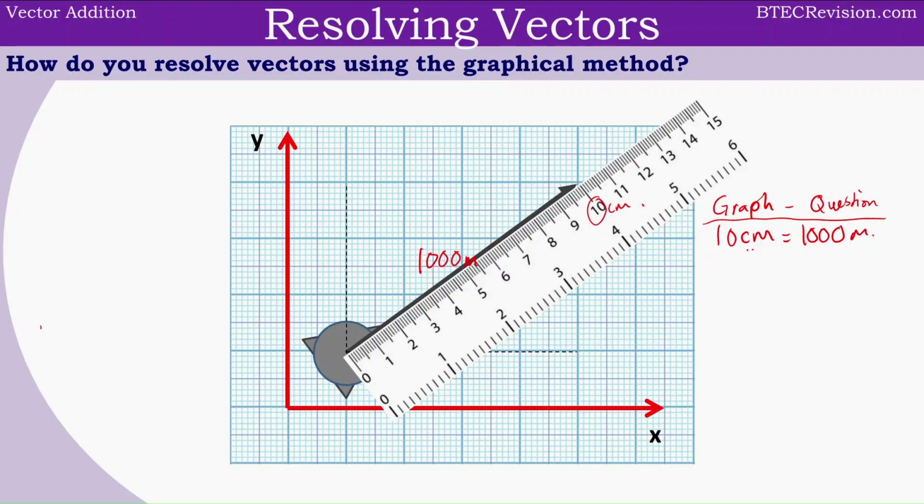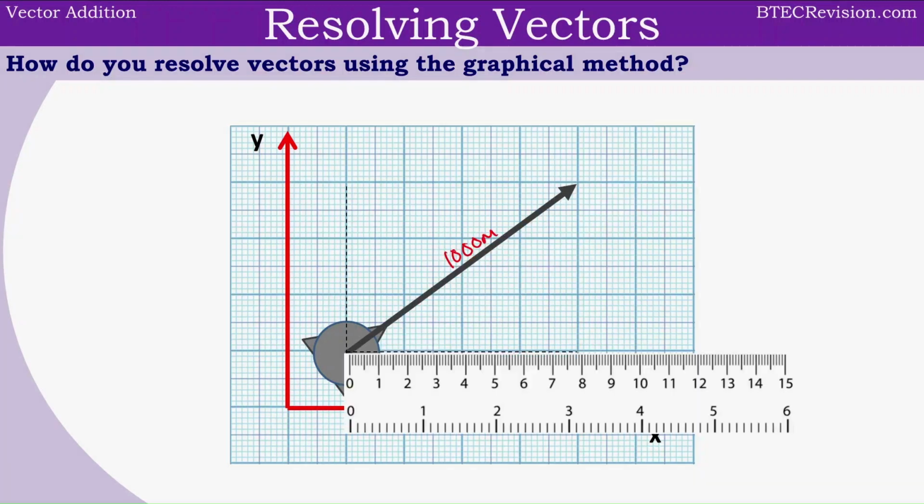So first, we can divide both sides by 10, and we can get a value for 1 centimeter. So 1 centimeter is equal to 100 meters. If you remember, the length of the arrow is very important because it represents the size of the vector. So in this case, 1 centimeter length of this arrow is representing 100 meters for the size of the vector.